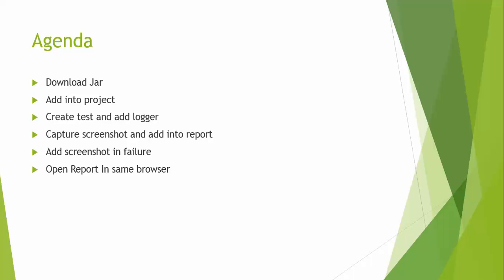Let's see whether we have covered everything. We have seen how to download the jar. We have added that jar into a project. We created extent test. We created a logger. We have seen how to capture a screenshot and add it into the report, add a screenshot on failure, and open the report in the same browser. So I hope everyone is clear with this concept.